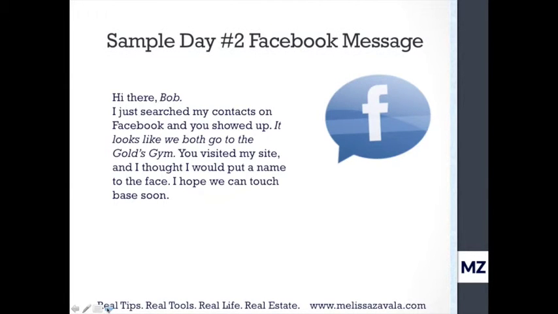And here's a sample Facebook message. Hi there, Bob. I just searched my contacts on Facebook and you showed up. It looks like we both go to Gold's Gym. Again, that's in italic, so you can connect that way. So if they're in their community and you have 500 friends on Facebook and they have 500 friends on Facebook, you might have friends in common already. Or you might be able to find some other common social ground on Facebook. So you want to maybe put in a customized sentence there with your common social ground.